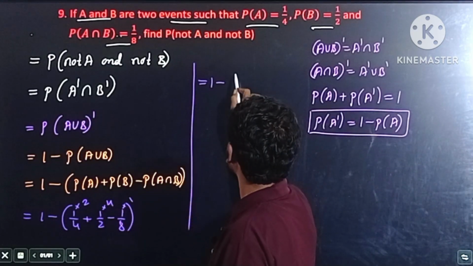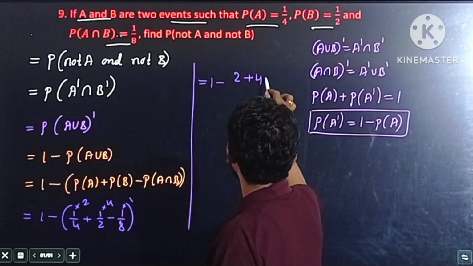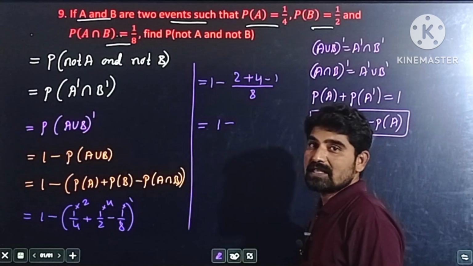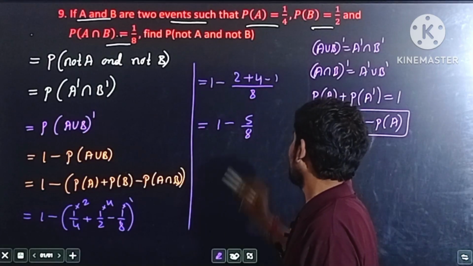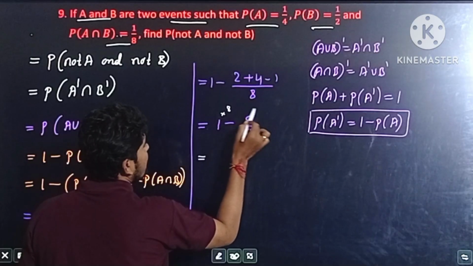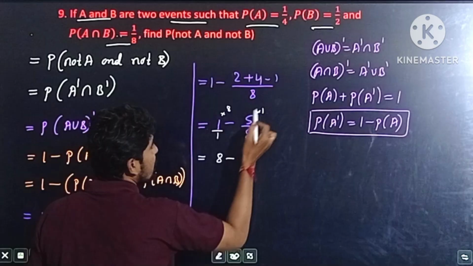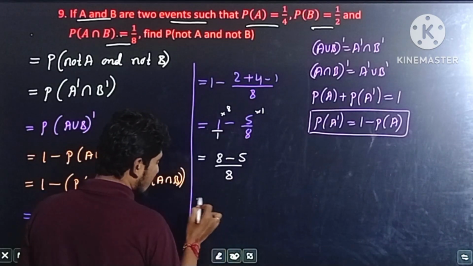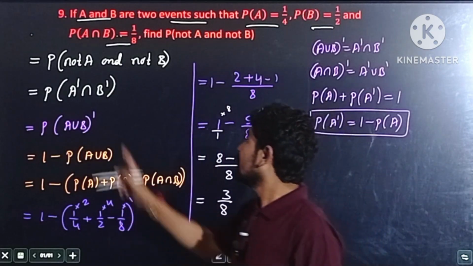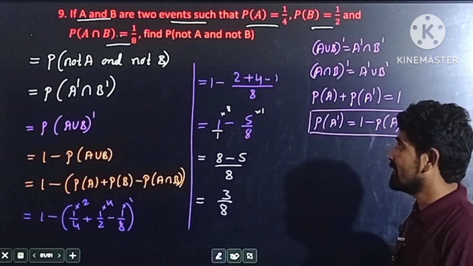So 1 into 2 is 2, plus 1 into 4 is 4, minus 1 into 1 is 1, divided by LCM 8, which is equal to 1 minus, 2 plus 4 is 6, 6 minus 1 is 5, so 5 divided by 8. Again I can take the LCM of 1 and 8, which is 8. So 1 into 8 is 8, minus 5, is 5 divided by 8, which is equal to 3 by 8. That is the required probability, the probability of not A and not B. I hope all of you understood this question. Now let's start the next question.